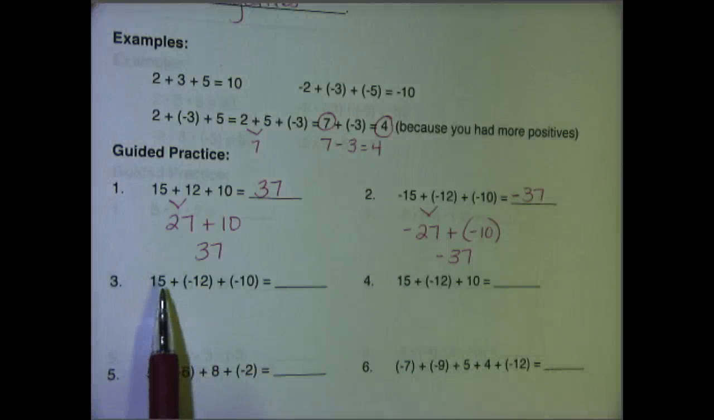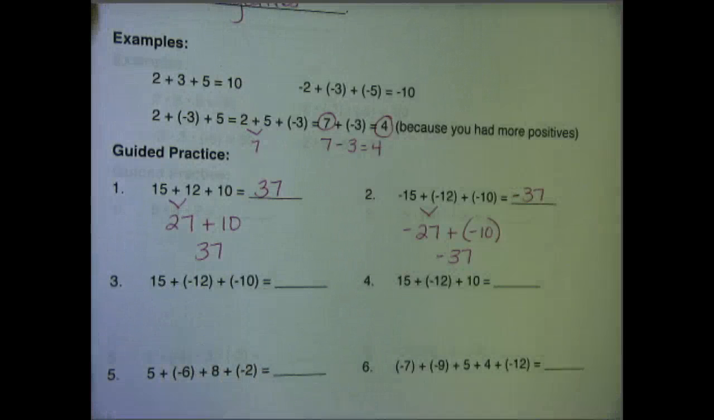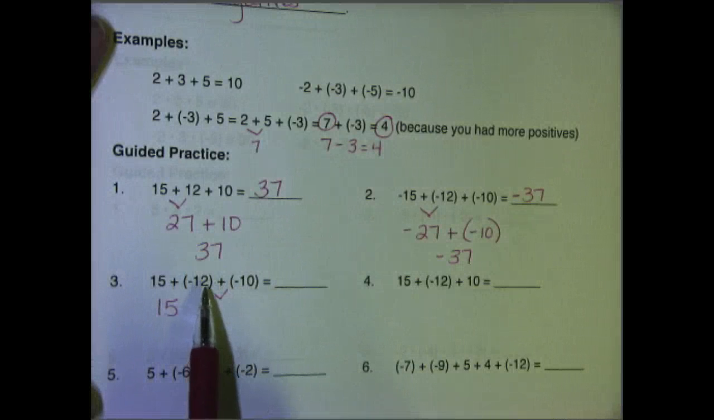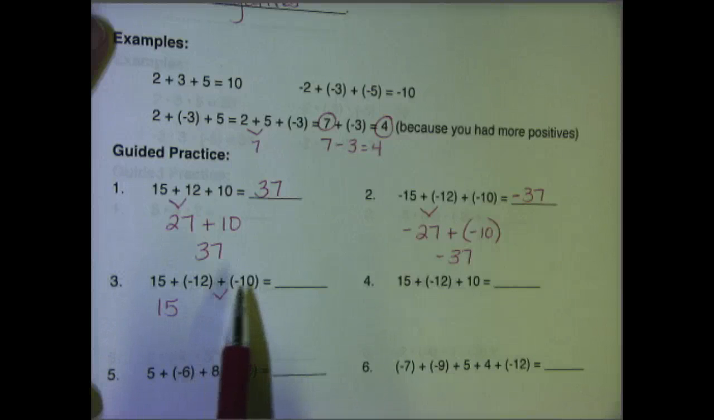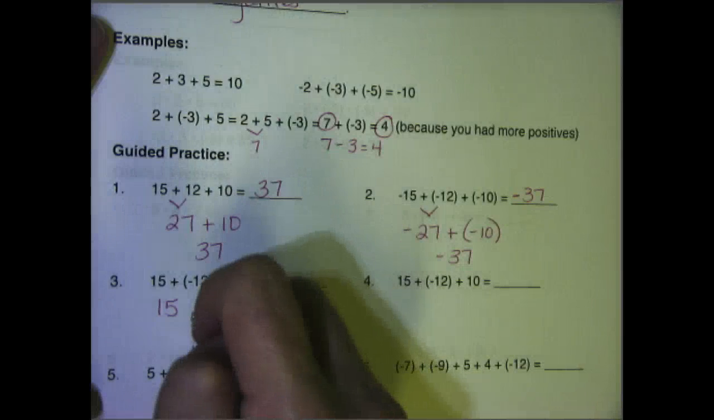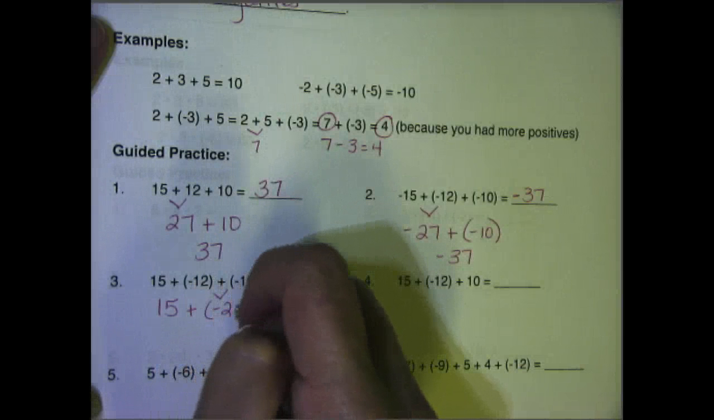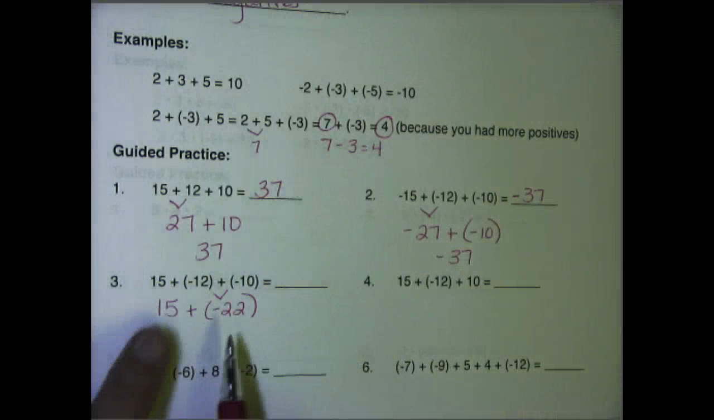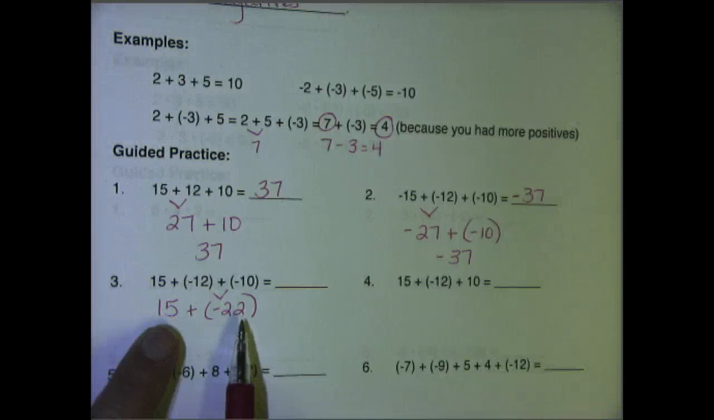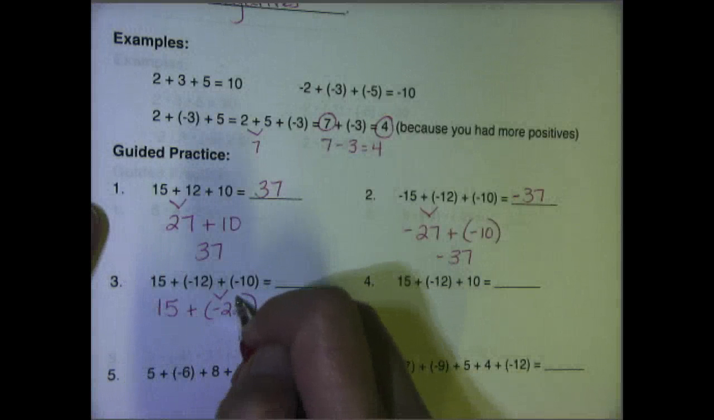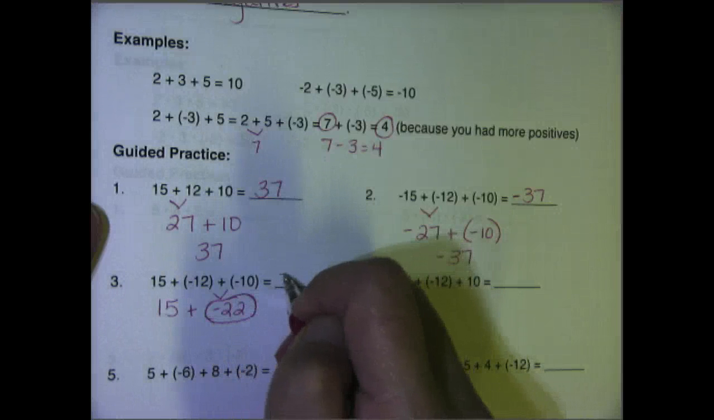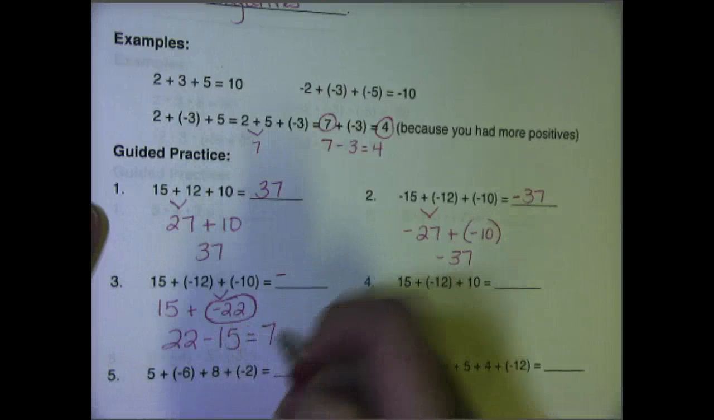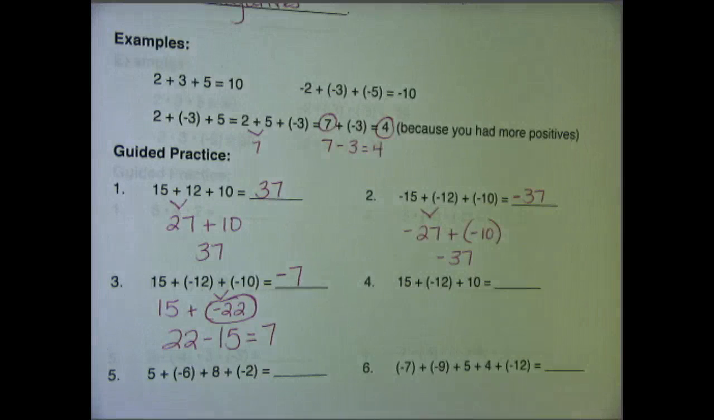Number 3, this time we have a positive and we have 2 negatives. So we're going to leave our positive here and we're going to add our 2 negatives. Remember from your addition rules, if you add 2 negatives, you get a negative. Negative 12 plus negative 10 is negative 22. Now I'm going to use my rules for adding integers with different signs. I cannot add these two together because they're different. I know that I have more negatives. Because I have more negatives, my answer will be negative, but I have to subtract. 22 minus 15 equals 7, so my answer is negative 7.